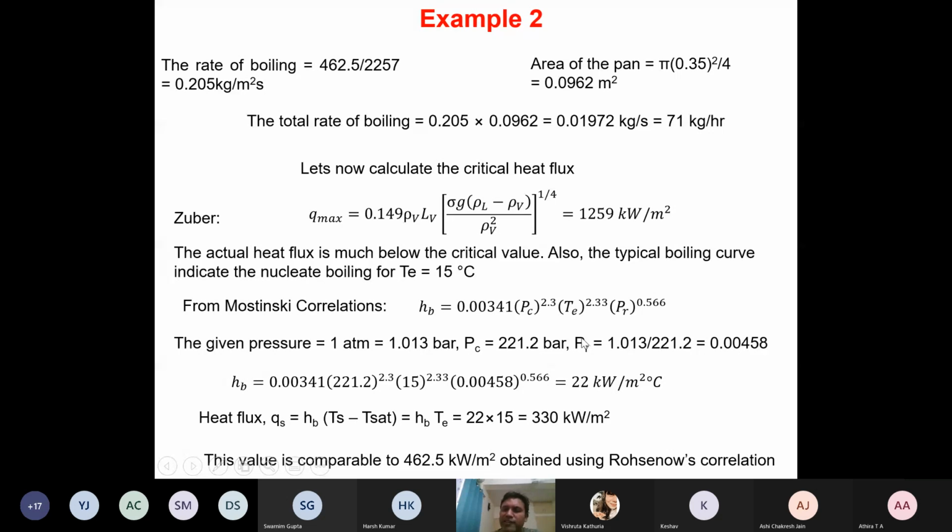So critical, the reduced pressure you can obtain here as PR equals P by PC. So that is 1.013, that is the pressure of water given in the system, divided by 221.2. So the reduced pressure comes around 0.00458. So you can put in this correlation.